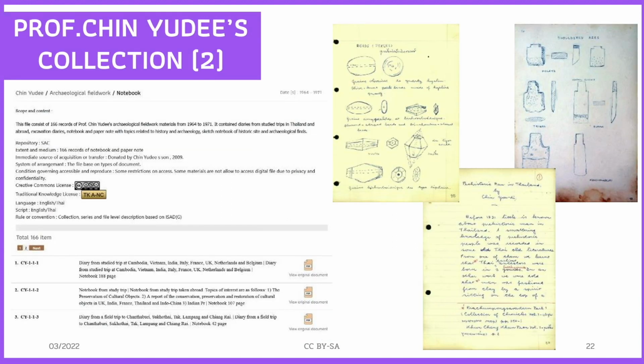This is an example from Professor Chin's series, Anthropological Fieldwork. We can see a sketch of an antique from his notebook and, most importantly, the handwritten manuscript of prehistoric archaeology in Thailand in both Thai and English. This book is considered the first book on prehistoric archaeology in Thailand and is still used as a reference in teaching and learning to this day.